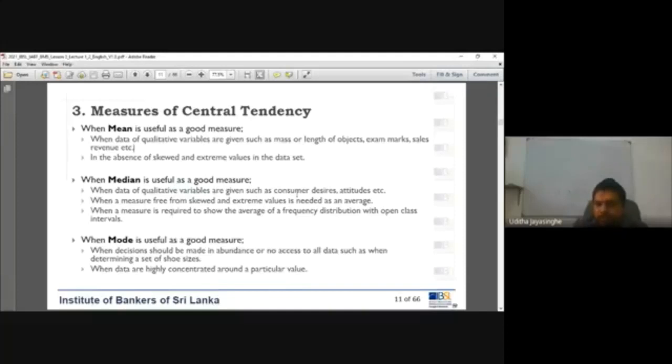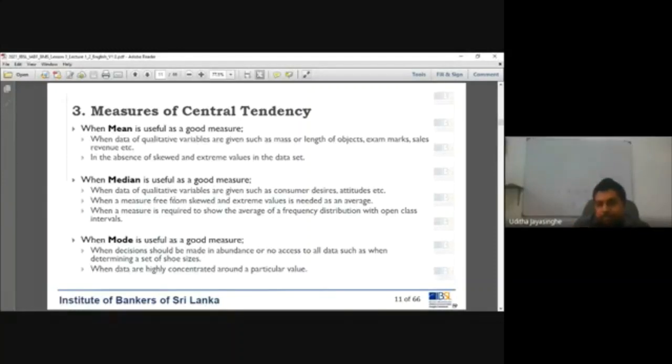What do you mean by an example like consumer desires? Let's say, how do you measure it? You could say whether you like this particular product. Could you indicate your likeness by using a Likert scale, using 1, 2, 3, 4, and 5. 1 is extremely dislike, 5 is extremely like, and 3 is somewhat indifferent. Likewise, these qualitative measures, you can get some sort of a quantitative identifier. So for that matter, you can still use the median.